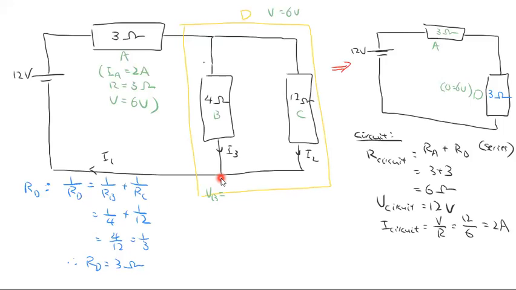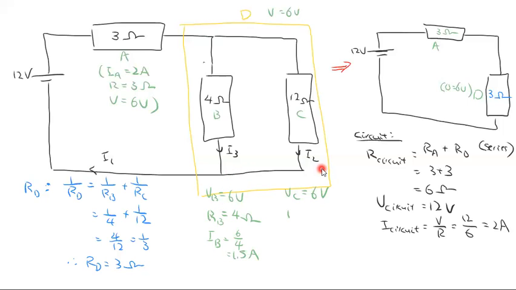These are in parallel. So if D has a voltage of 6, B is also 6. What's the voltage across C? They're equal. What's the resistance of B? Resistance 4. So what's the current across B? 1.5. So we've already worked out I3.